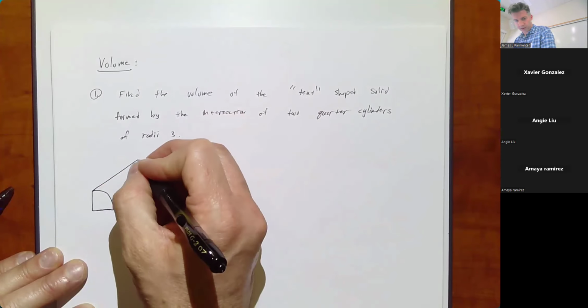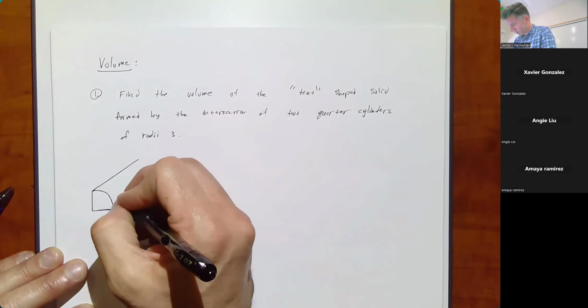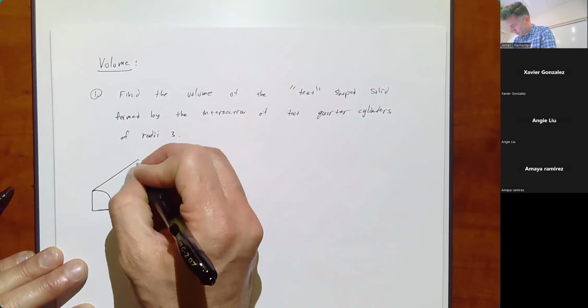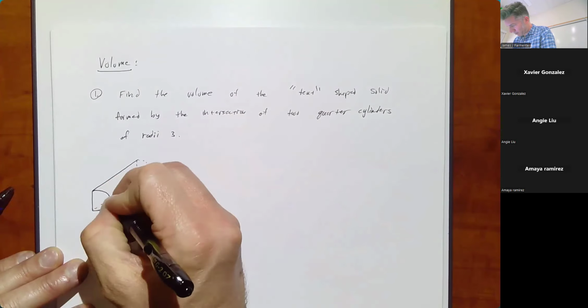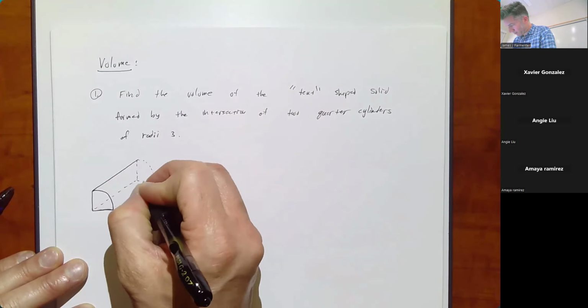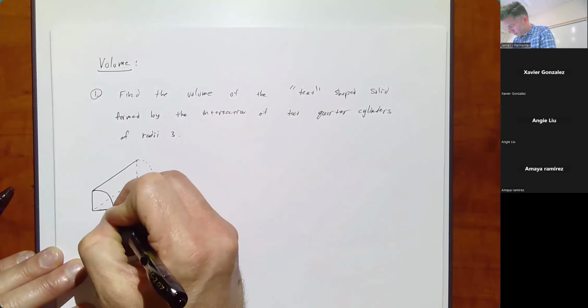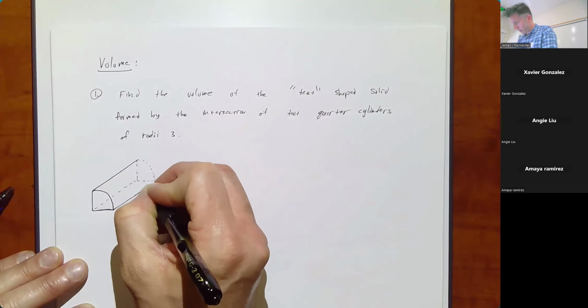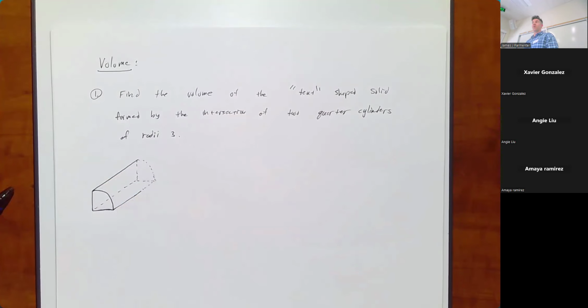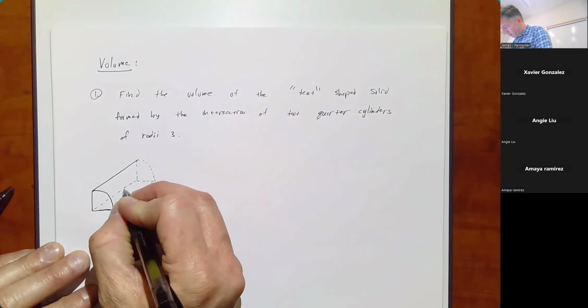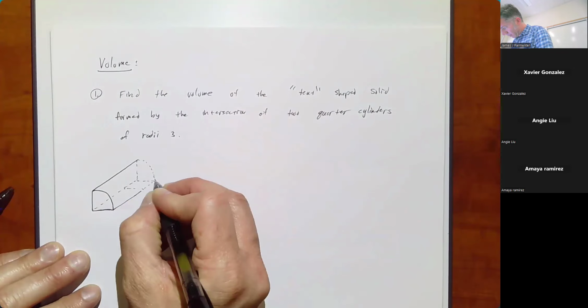Maybe, yeah, it's going to come out all right, I think. So here's one of my quarter cylinders of radius 3, and I'm going to intersect that with another cylinder perpendicular to it, also radius 3. So I'm going to say this other cylinder here can come out this way.